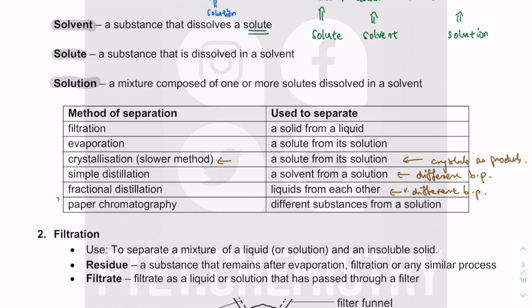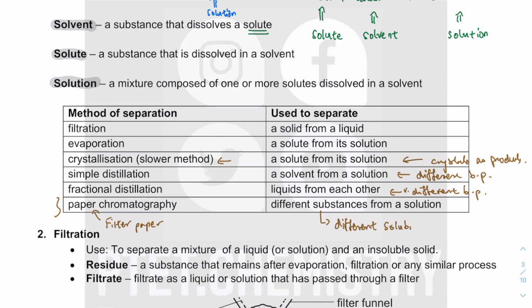I'll focus on paper chromatography in this particular lecture tutorial. Paper chromatography, as the name suggests, uses paper. The paper that we use is typically filter paper, all right? At least in our secondary level lab, we use filter paper. So in chromatography, we separate out different substances from a solution, okay? And the principle is different solubility. That is the most important thing.